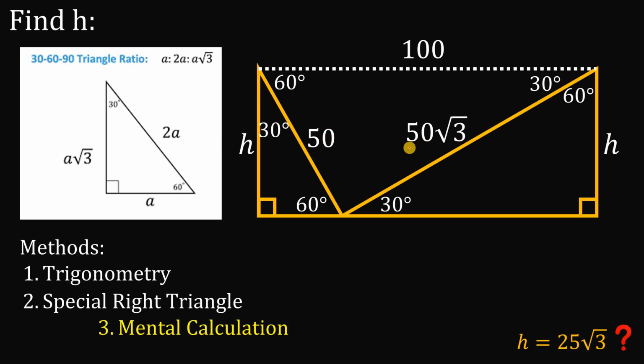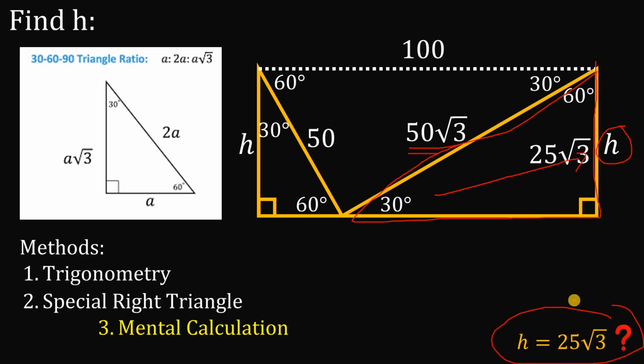Now, this is the hypotenuse of this right triangle, and this is the shorter leg, which is H. And we know this is just half the hypotenuse. So 50 times square root of 3 divided by 2 will give us 25 times square root of 3. And that is the value of H.